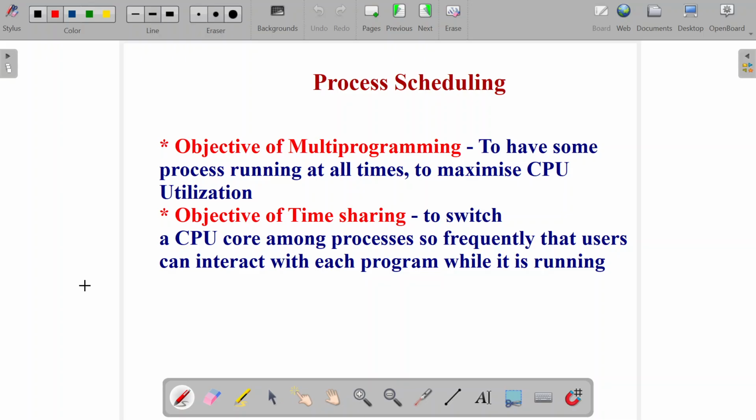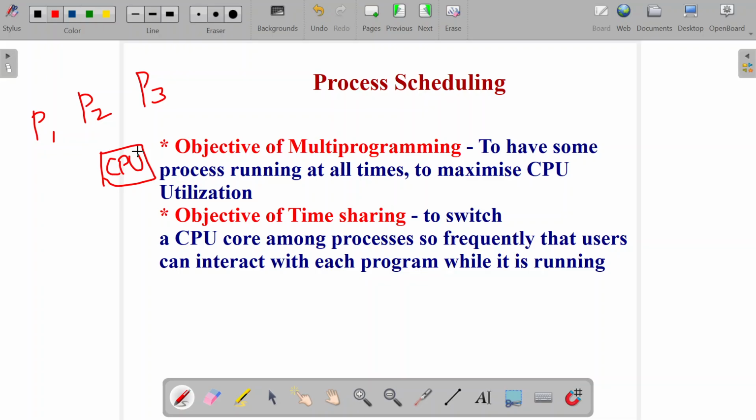Before that we have to be very clear about two things, multiprogramming and time sharing. So we know that we have a lot of processes. For example, P1, P2, P3, and so on up to Pn. A lot of processes are available in a system.